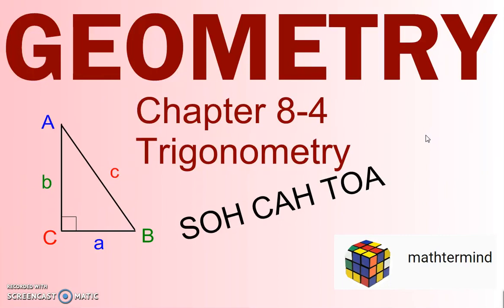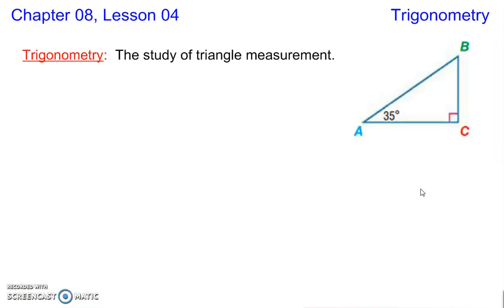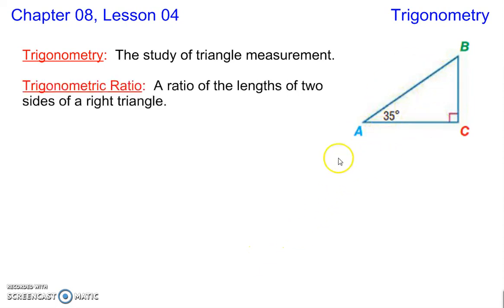Chapter 8.4, we are covering some trigonometry, a little bit of SOHCAHTOA action. Trigonometry is the study of triangle measurement. You can see that word tri in there, trigonometry. If we look at a triangle here, we can have a trigonometric ratio, which is the ratio of the lengths of two sides of a triangle.